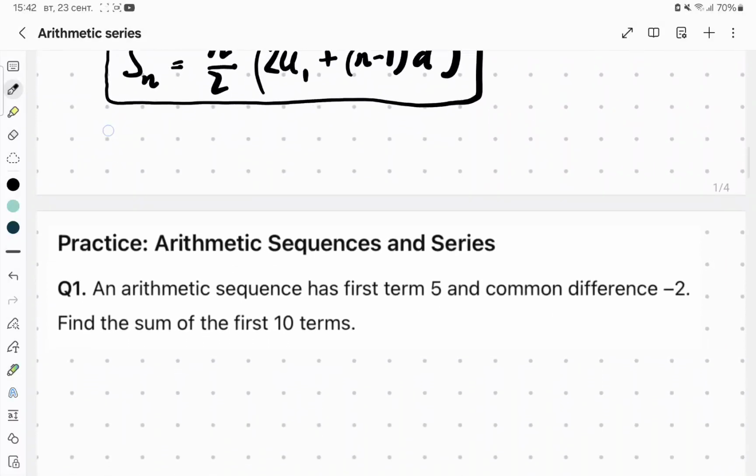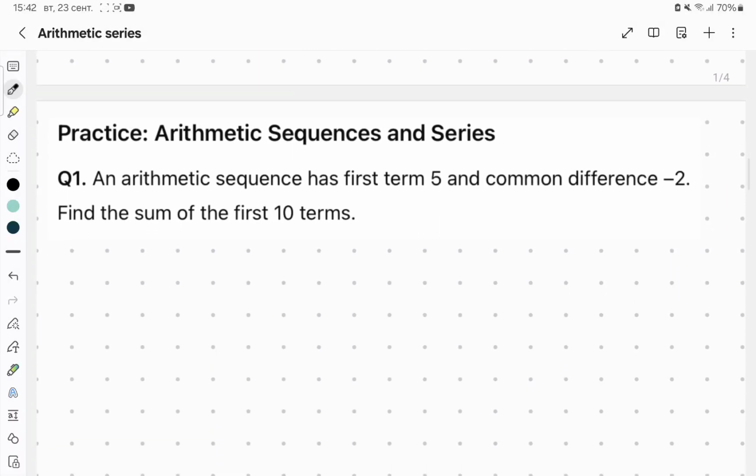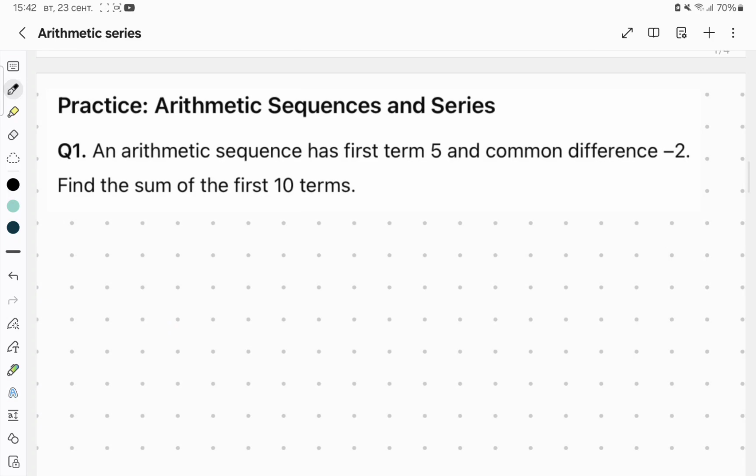Now let's have a look at how this formula will work in the context of problems. So question 1. An arithmetic sequence has the first term 5, the common difference is -2, and find the sum of the first 10 terms. Let's just convert to mathematical language. U1 is equal to 5, and the common difference d is -2. And we should find the sum of 10 terms.